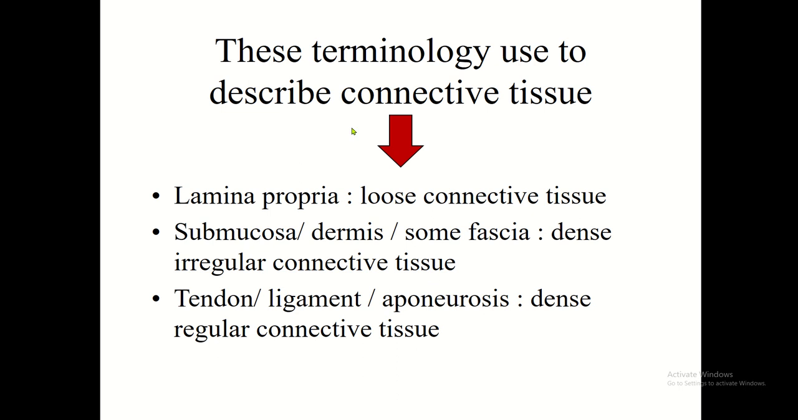This is the terminology used to describe connective tissue. Lamina propria means loose connective tissue; submucosa, dermis, and some fascia mean dense irregular connective tissue; tendon, ligament, and aponeurosis mean dense regular connective tissue. So this is all about connective tissue.